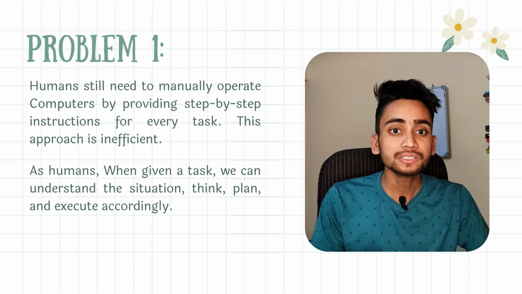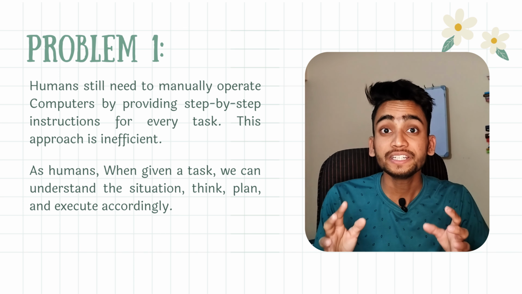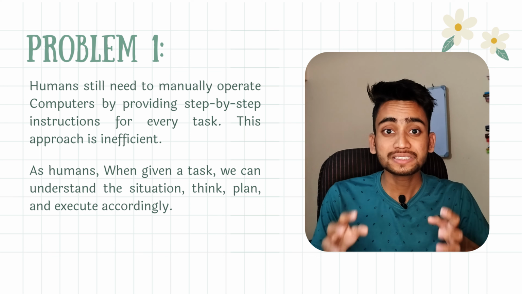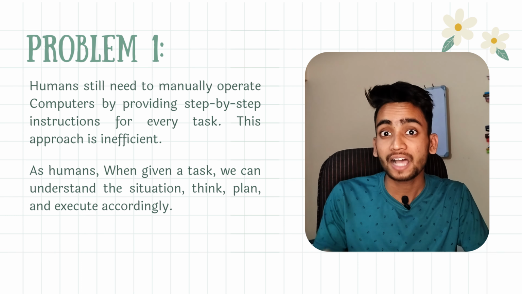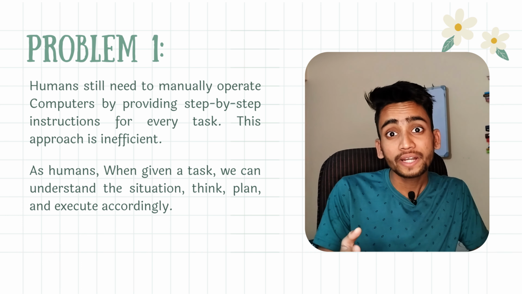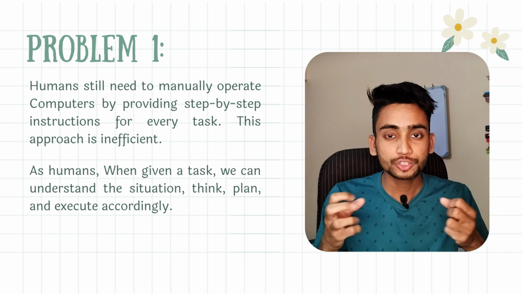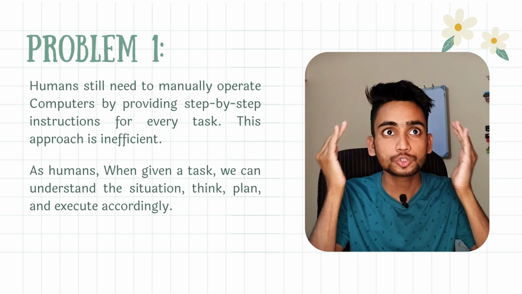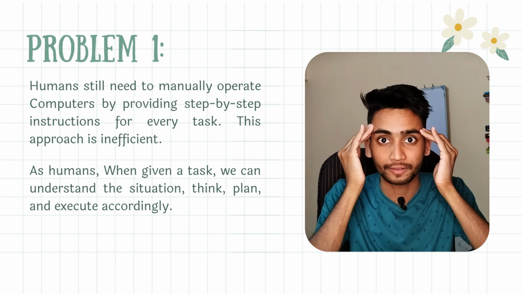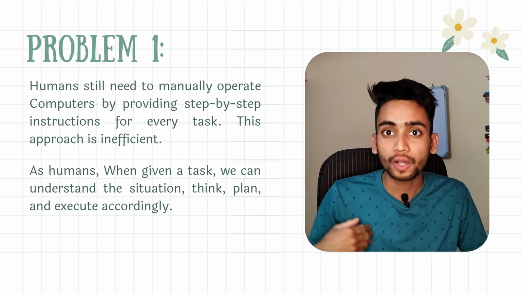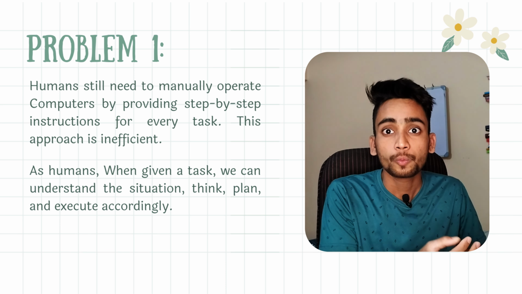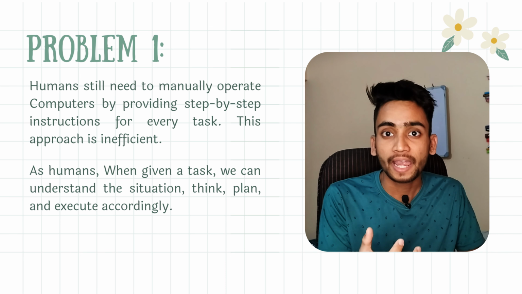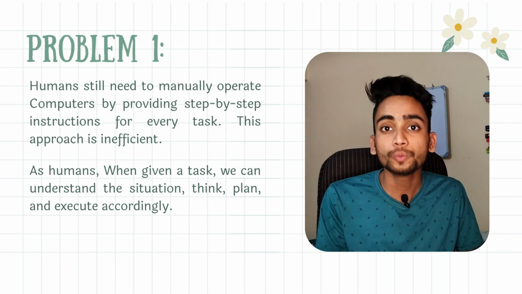See, computers have existed for more than 20 years, yet humans still need to manually operate them, providing step-by-step instructions for every task that they have to do, which is quite inefficient. See, as humans, we are smart. We have this supercomputer that is our brain. If any task is given to us, we can understand that task, we can understand the situation, we can think, we can plan the actions, and then we can execute it accordingly.